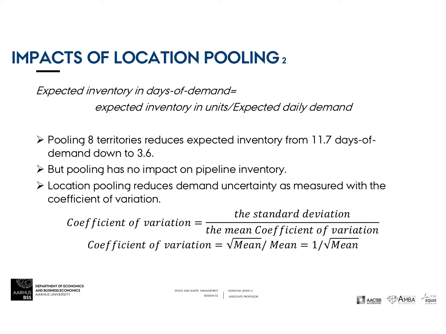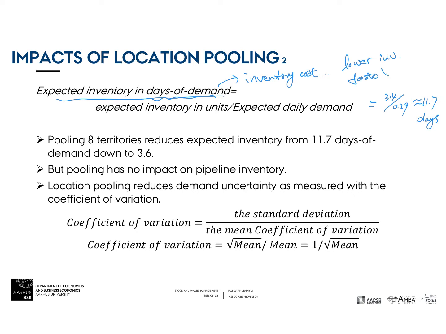So this is how we calculated expected inventory in days of demand. It's expected inventory in units divided by expected daily demand. For example, we use 3.4 units divided by 29, which equals 11.7 days. So this value is actually very important. The days of demand is related to the inventory cost. So normally we aim at a lower average inventory and a faster turnover.